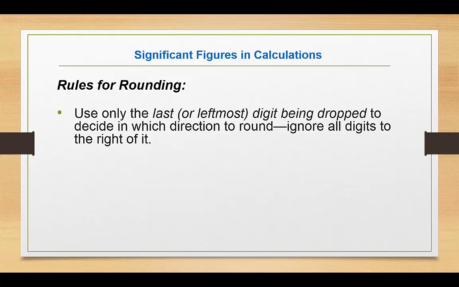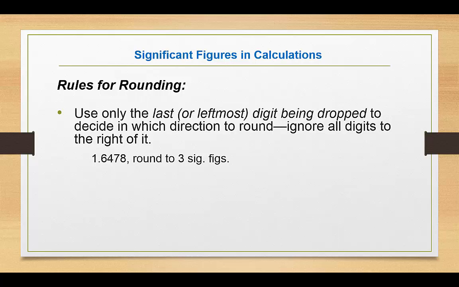Okay, now, next thing we're going to look at: when we've got a number, when we're ready to round, how do we know where to round that thing? You're going to use only the last digit being dropped, or the leftmost digit being dropped, to decide whether to round up or round down. Don't worry about any digits to the right. And this causes a lot of people confusion because they'll want to look at all of the numbers they're dropping and look at how those round up. After a certain point, you just kind of ignore anything further to the right. Now, what am I talking about with that? Let's look at an example.